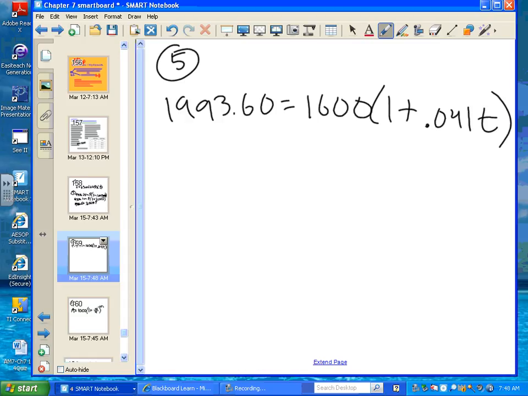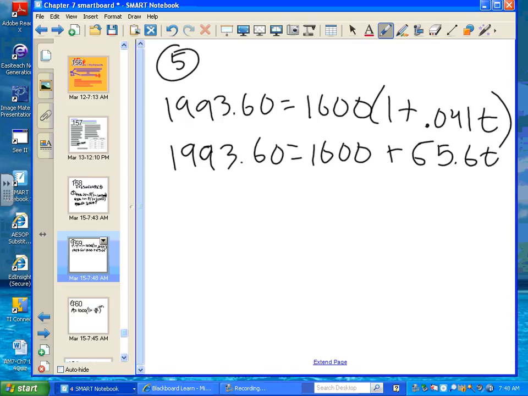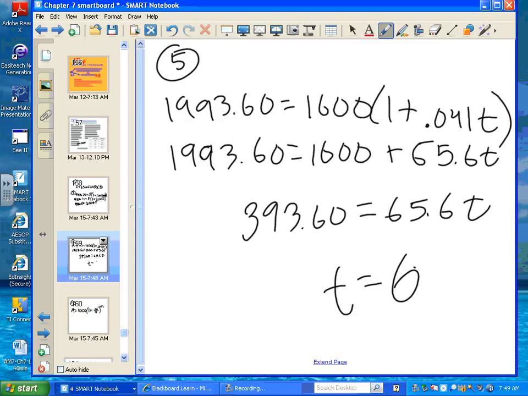Anyone else on 7.7c? Steve? 5 still? Okay. So after you distribute here, we have 1993.60 equals 1600 plus 65.6T, and then subtract 1600 from both sides. So you get 393.60 equals 65.6T, and then divide both sides by 65.6, and you get T. Okay, all you're doing is solving an equation. So at this point, you're just solving a 2-step equation. You okay? Drew?